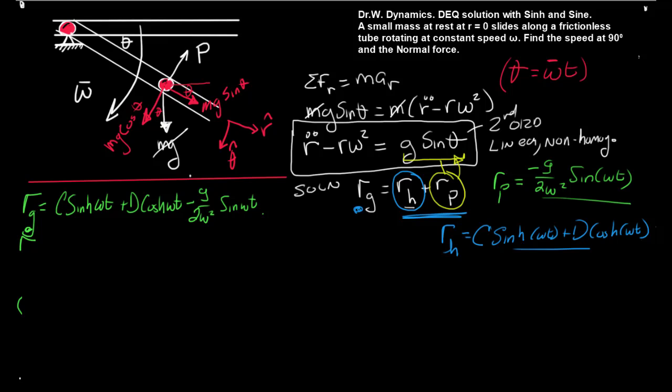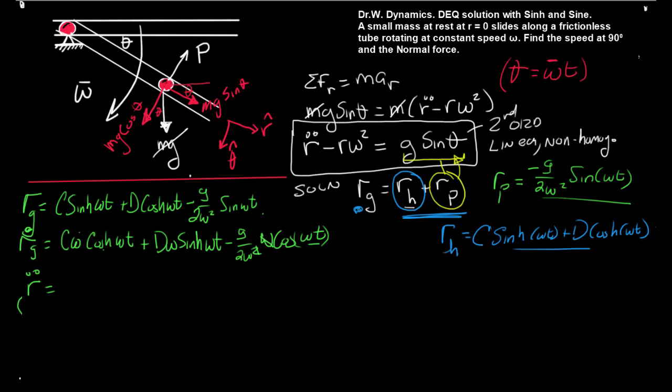We can take the derivative of this to get the velocity, and we'll get c omega cosh omega t, where the derivative of sinh is just cosh, and we'll get d omega sinh omega t minus g on 2 omega squared times omega cosine of omega t, in which case one of these omegas will cancel. And then r double dot will be c omega squared sinh omega t plus d omega squared cosh omega t plus g on 2, when we bring out the other omega, sine of omega t.